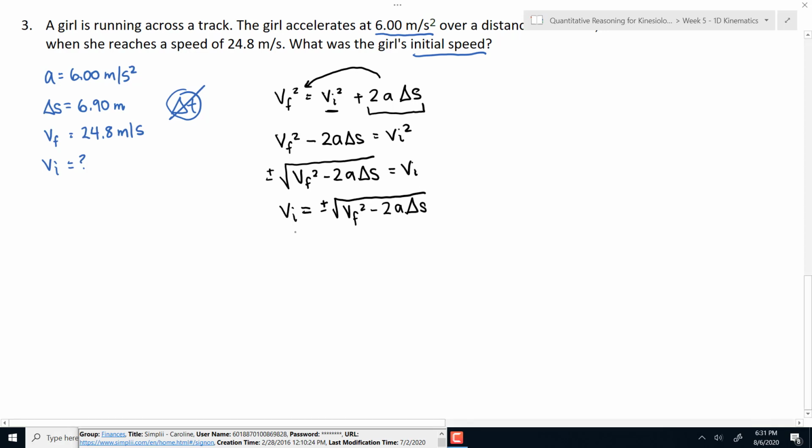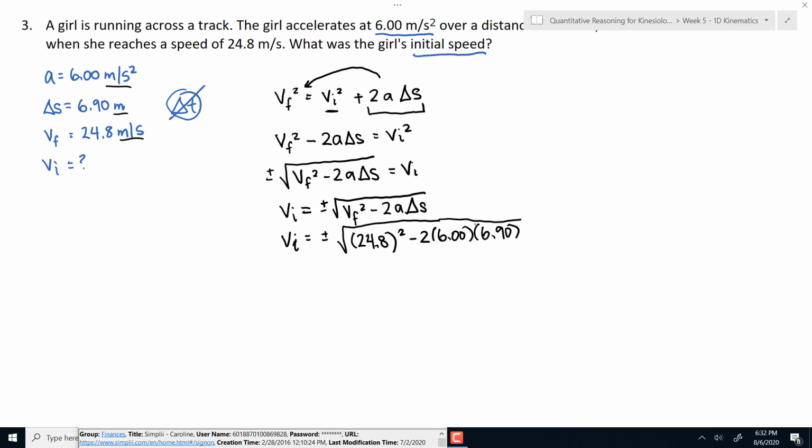All right, so now we're going to sub in everything that we know. v initial is equal to plus or minus the square root of v final, which was 24.8, squared, minus 2 times the a value, which was 6.00, and delta s is 6.90. Notice that all the units given were SI units. I don't bother to include them in my equation at all. I just put the final answer with units.